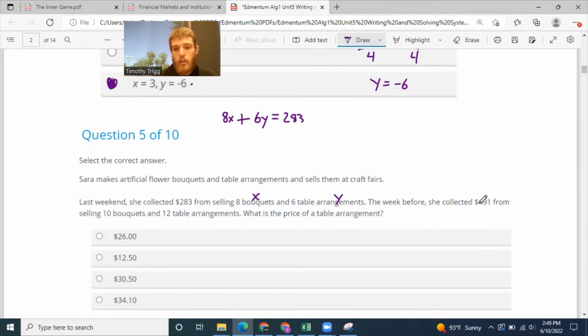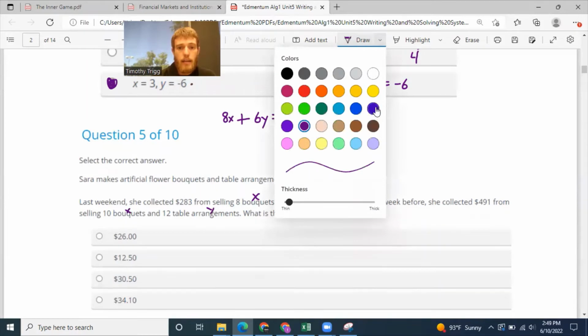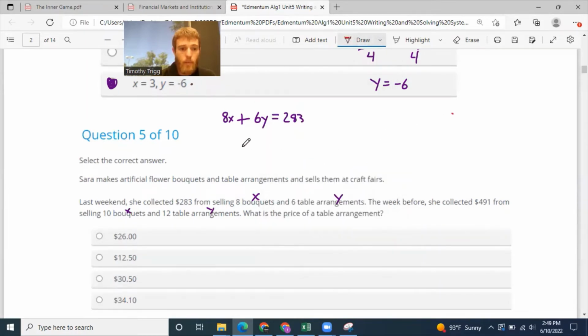The week before, she collected $491, selling 10 bouquets and 12 table arrangements. So let's go ahead and write the second equation using that information. 10 bouquets plus 12 table arrangements. And the amount of revenue was $491. Great. Now we can go ahead and use elimination here to help us solve for X and Y.